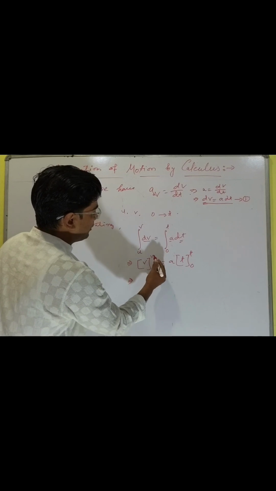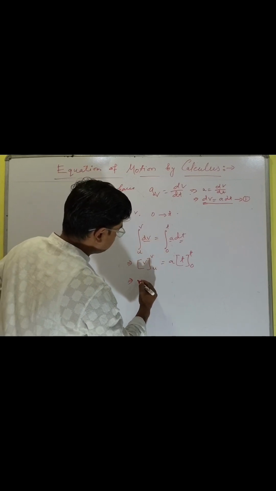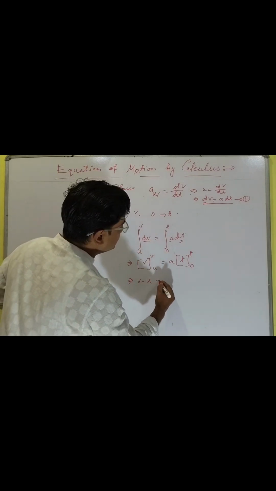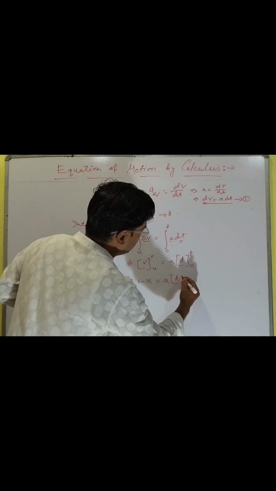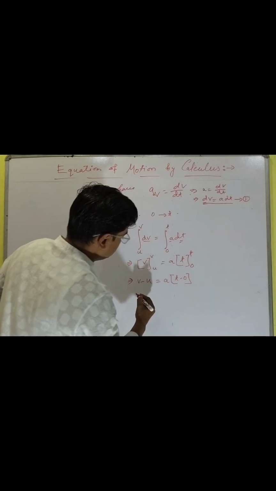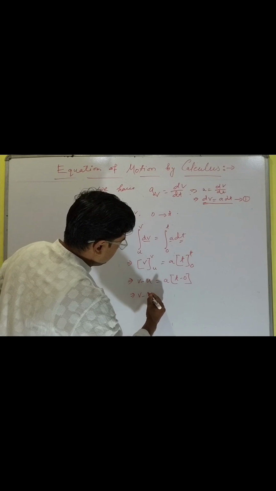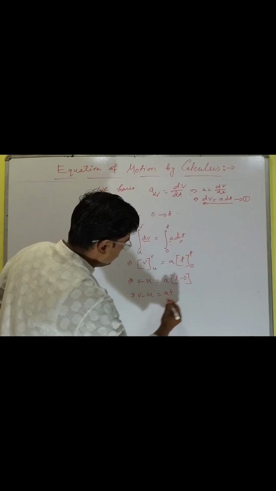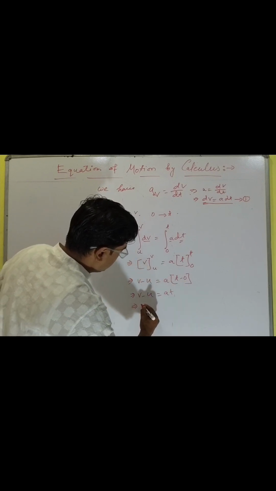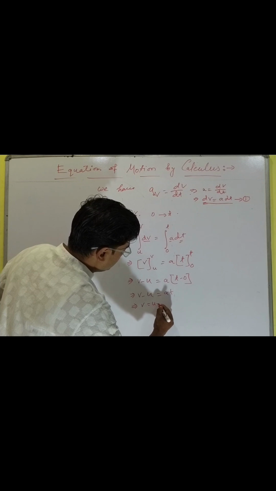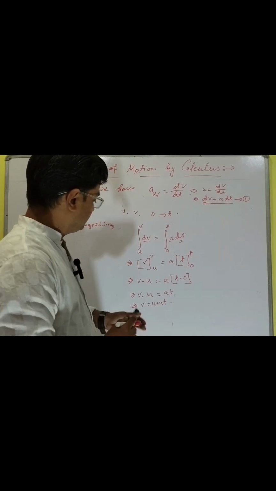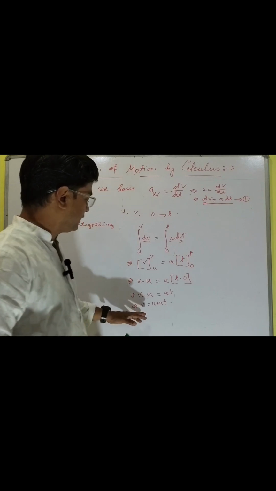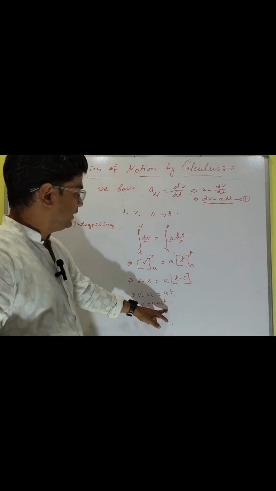If I substitute the upper limit and lower limit here, v minus u is equal to a into t minus 0. v minus u is equal to a into t. This implies v is equal to u plus at. This is the equation that I require, v is equal to u plus at.